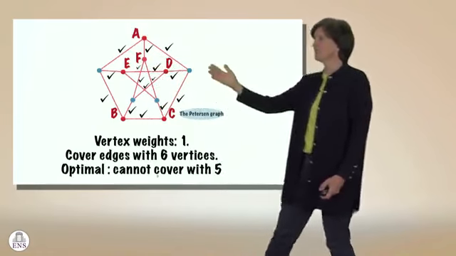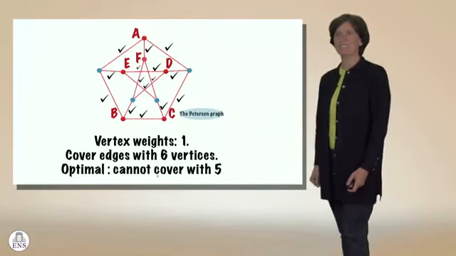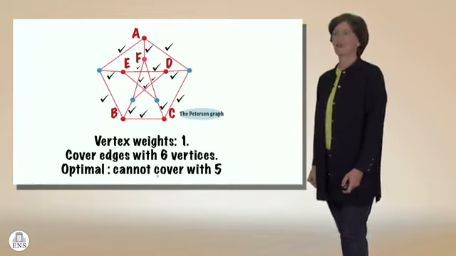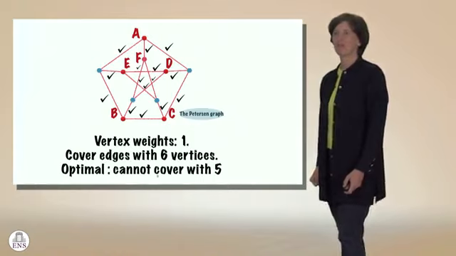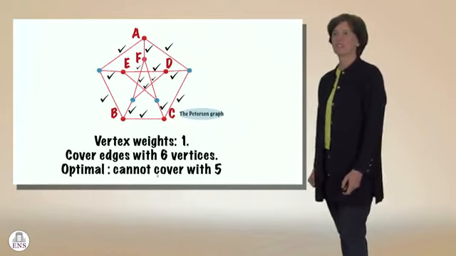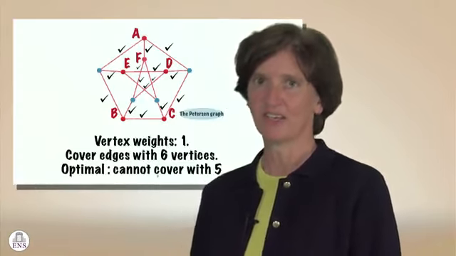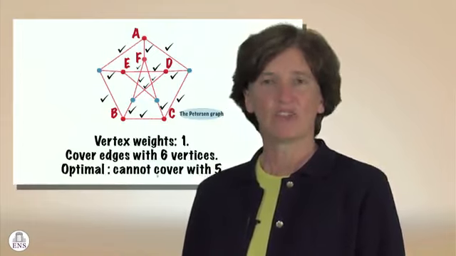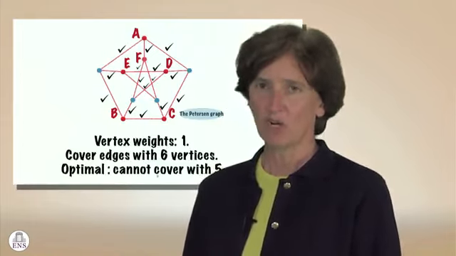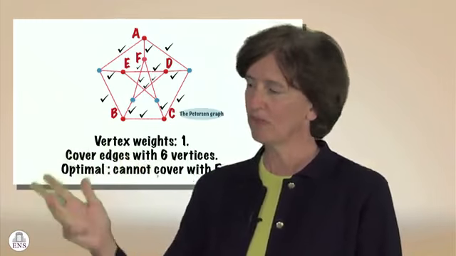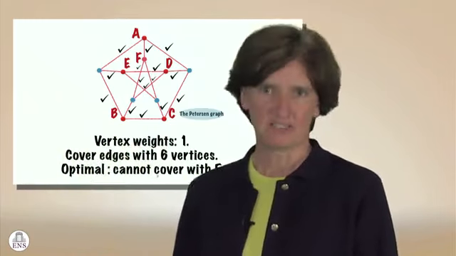This, my set of 6 vertices, A, B, C, D, E, F, that is a vertex cover of the graph. Every edge in this graph is covered by at least one of these vertices. Edge BC is covered twice, but all in all, every edge has at least one endpoint in the cover. So that's a vertex cover of size 6. If every vertex has weight 1, then the weight of my cover is 1 plus 1 plus 1 plus 1 plus 1 plus 1, 6.